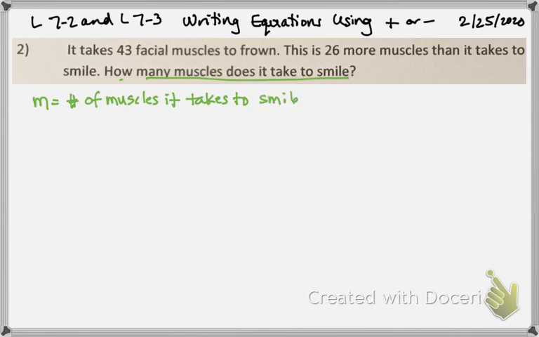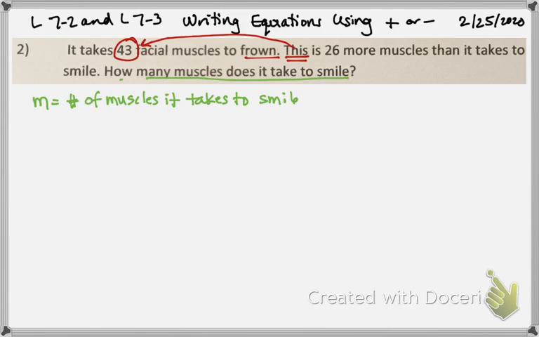Okay, and then I'm going to look for some numbers. I'm going to look for words that tell me equals. Let's see, what do I got here? I see 43 facial muscles. This is to frown, so that's not the answer to this question. And it says this. Anytime you have a sentence that starts with this or that, it's referring to something that was already mentioned. So this is going to be the 43.